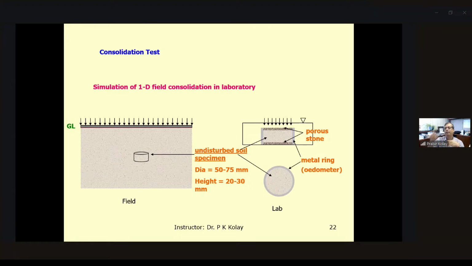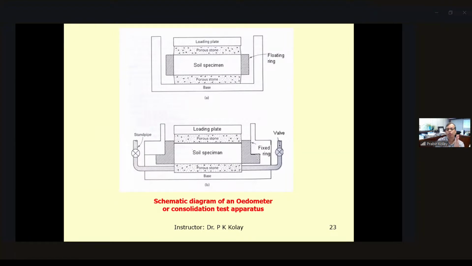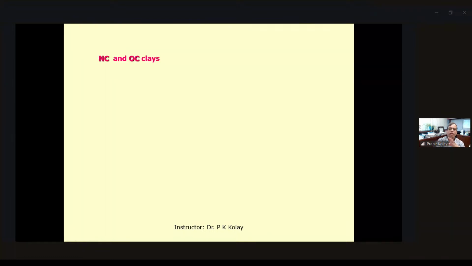Then from there, ultimately you will get a graph like an e-log p graph. And then from the e-log p graph, you can find out the slope of this line. So there are two types, again, of consolidation tests. One is the fixed ring, another is the floating ring. So most of the time in consolidation, we use the fixed ring method, the bottom one. Sometimes you can use the floating ring also.